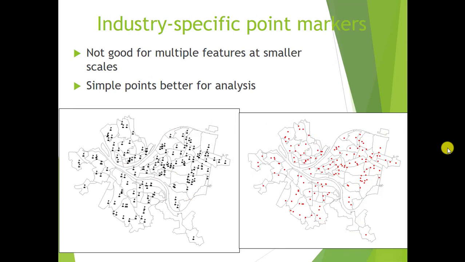This is part of the Save Some Ink. This is churches or points or locations in general. It doesn't make sense to use that kind of symbol at that kind of scale on the map. It clutters the map again. Simple points are fine. Simple markers are fine in this case.